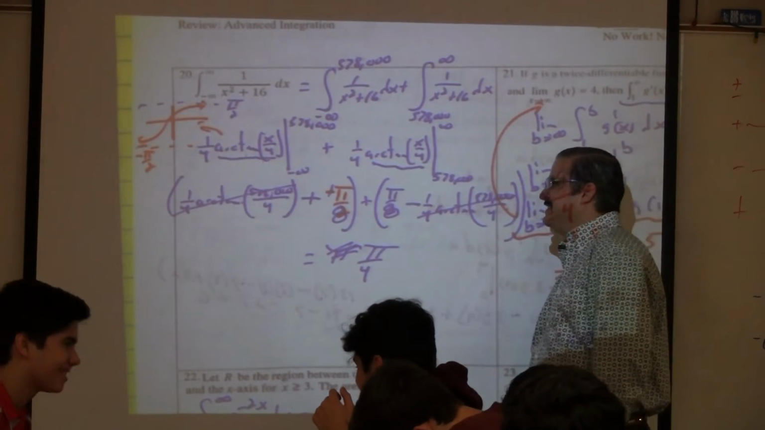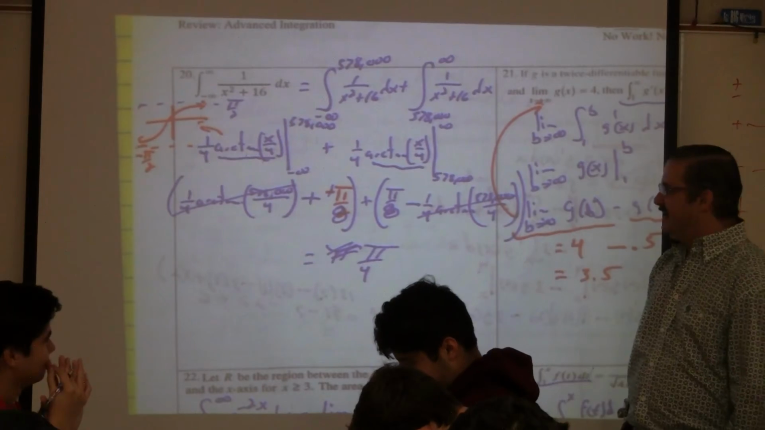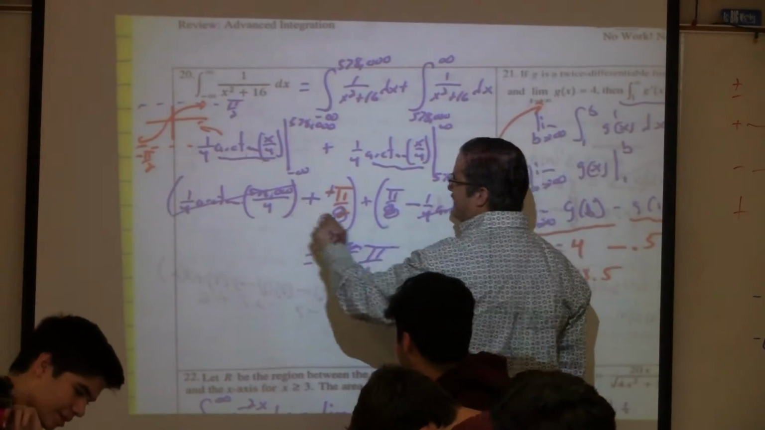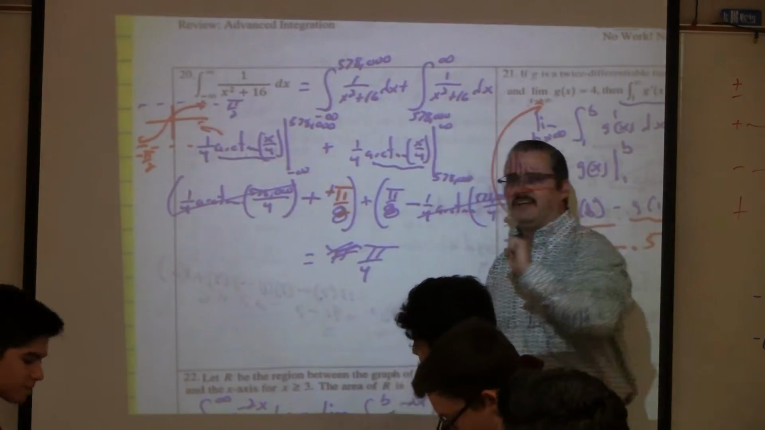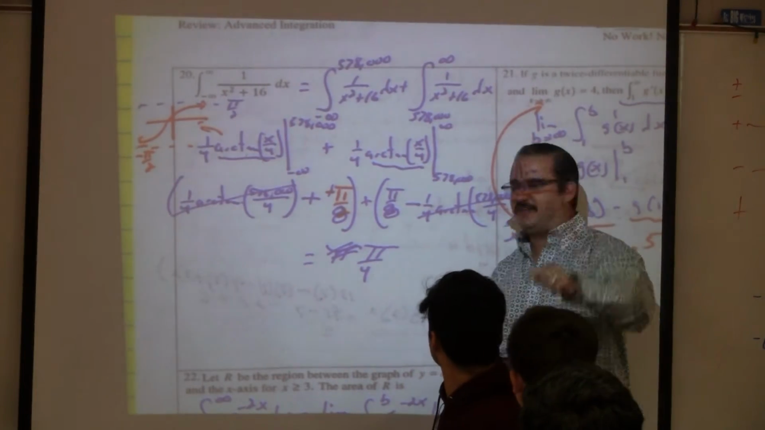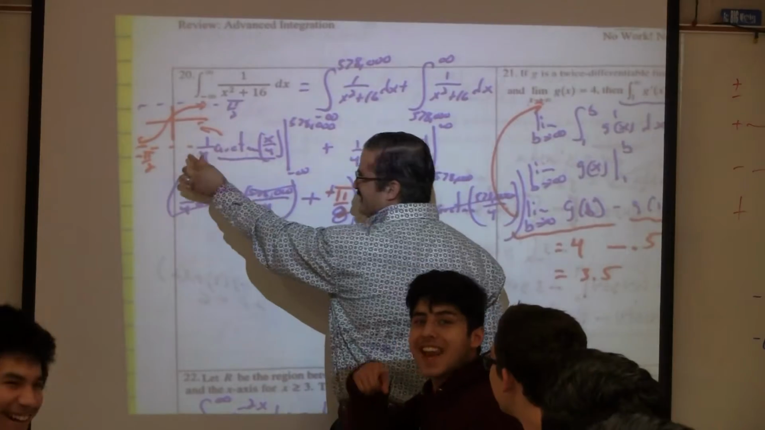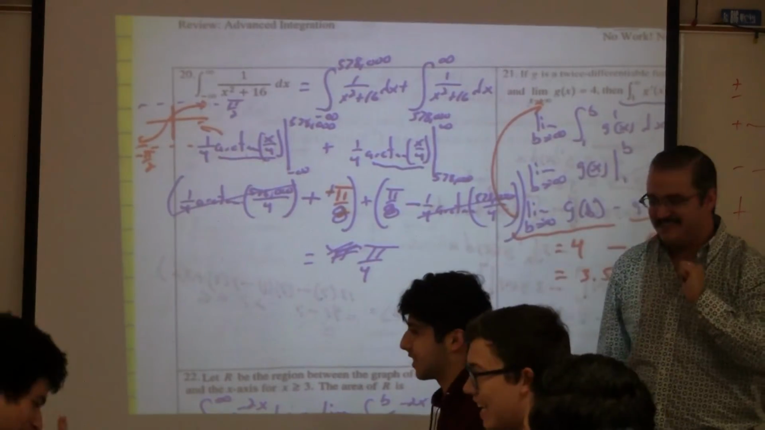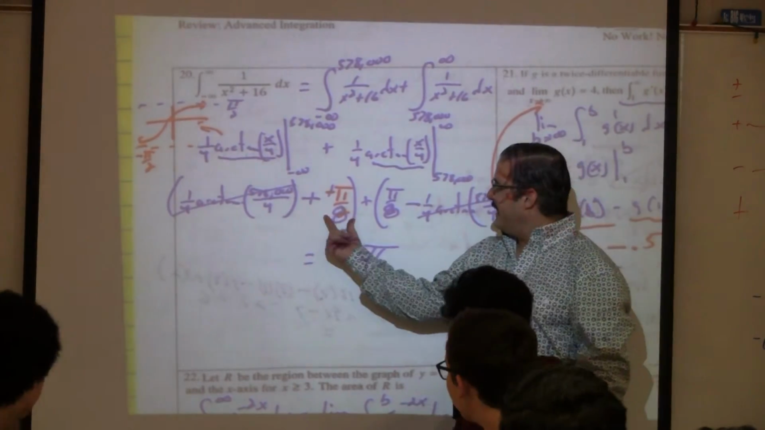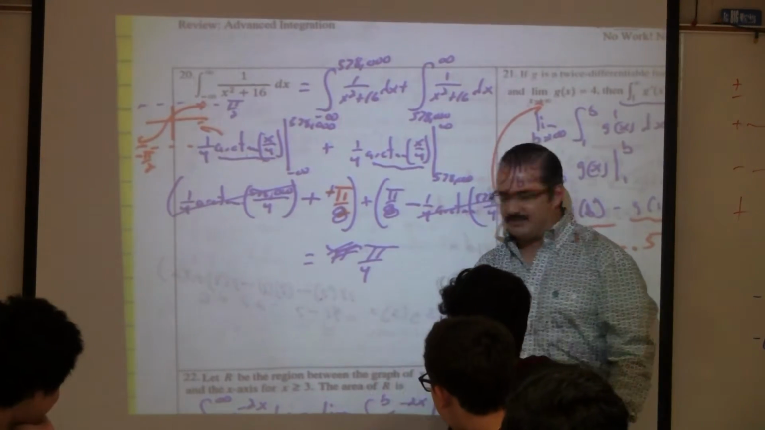Good job. We missed that in second block. We left them as pi over 2 and forgot to multiply by 1/4. So second block, if you're watching this video, make sure you correct pi over 2 times that 1/4. It gives us pi over 8 for each one, and when we add them, it gives us pi over 4.